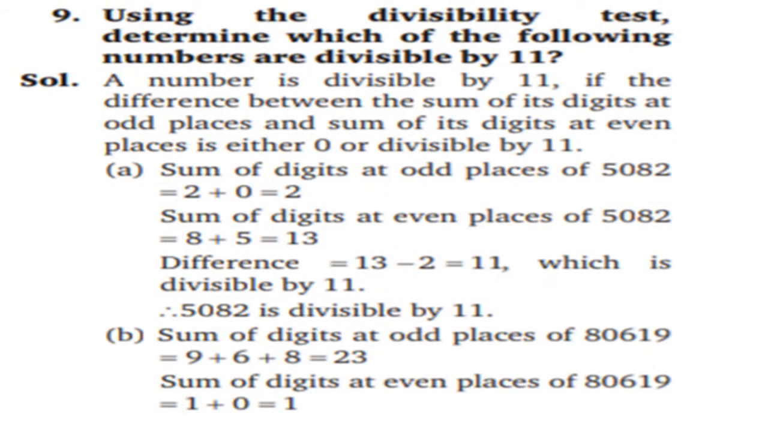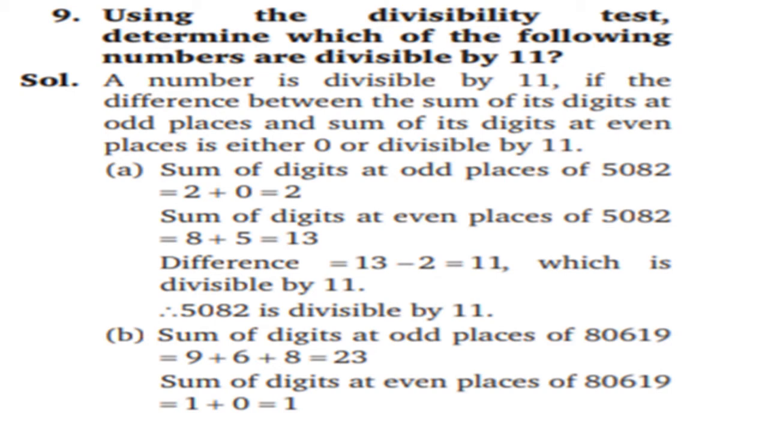Now question number 9, using the divisibility test determine which of the following numbers are divisible by 11. So a number is divisible by 11 if the difference between the sum of its digits at odd places and sum of its digits at even places is either 0 or divisible by 11. So A part is 5082. So sum of digits at odd places of 5082 is 2 plus 0 equal to 2. Now sum of digits at even places of 5082 is 8 plus 5 equal to 13. Now difference 13 minus 2 equal to 11. So which is divisible by 11. Therefore this number is divisible by 11.